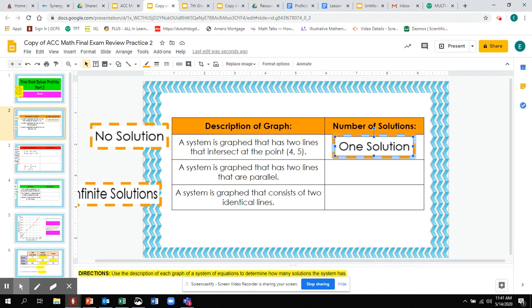For the next problem, a system is graphed that has two lines that are parallel. Well, we know that parallel lines never intersect, and since they don't intersect, that system would have no solution.